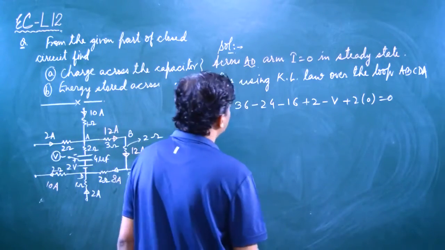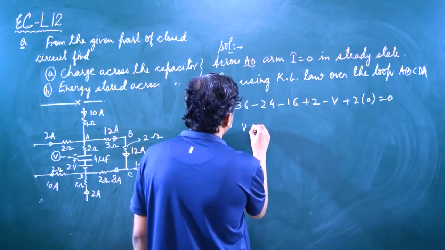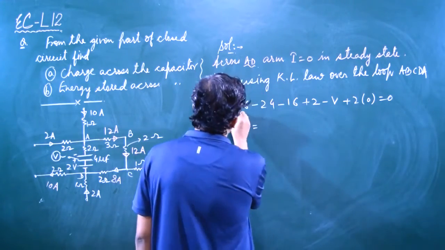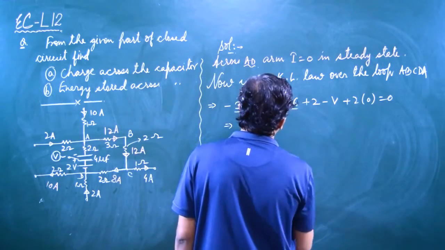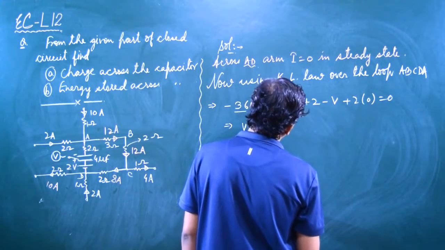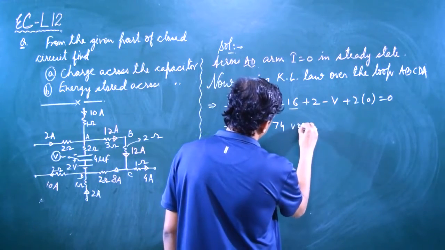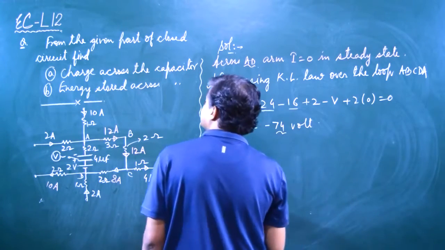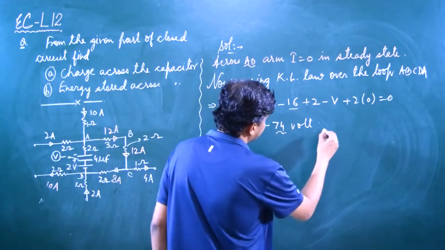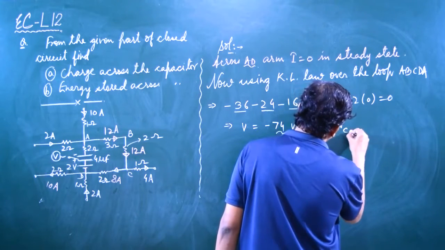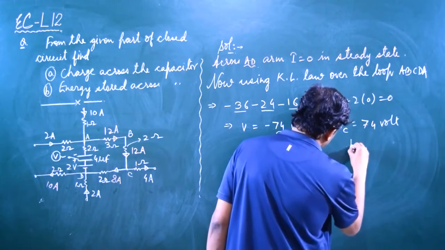Okay. Now we solve the circuit. So see, we have V taken this side, 36 and 24, that is 60 and 16, that is 76, and difference is 2, that is minus 74 volt. Okay. That means the polarity of the plate should be changed. So here potential drop across the capacitor, now we have 74 volt, and polarity will be like this.